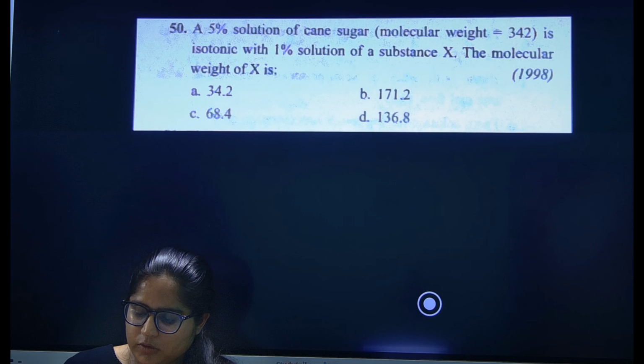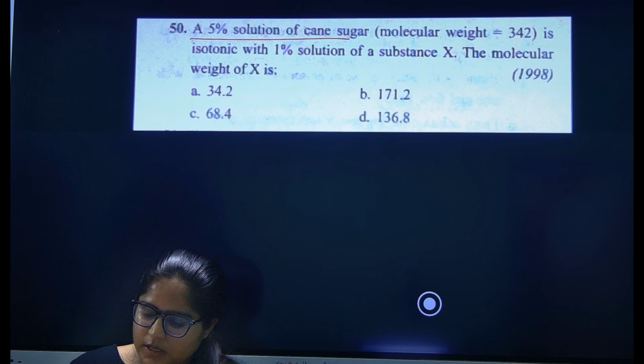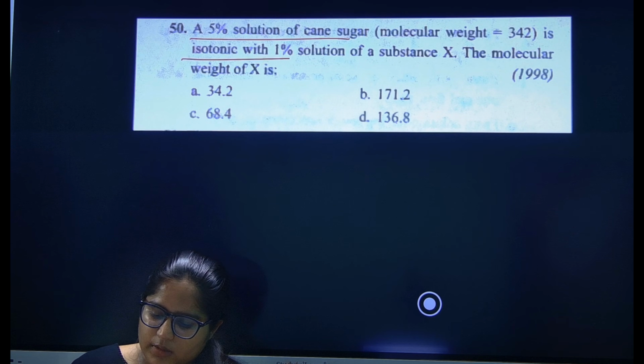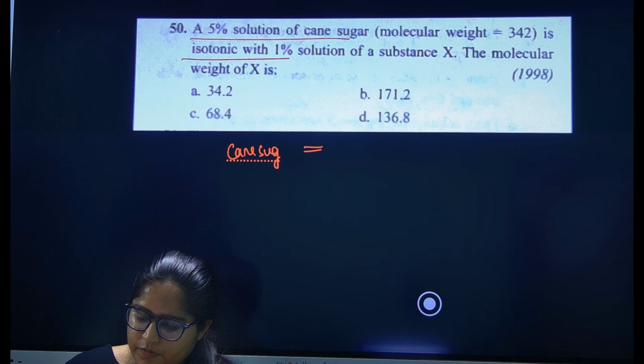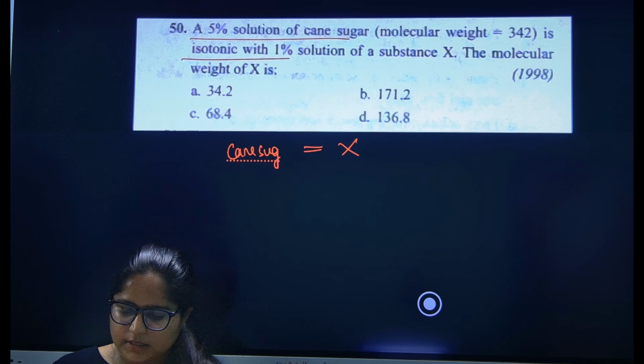A 5% solution of cane sugar is isotonic with 1% of substance X. Here I am writing cane sugar is equal to 1% of substance X. What are they asking? Molar mass.